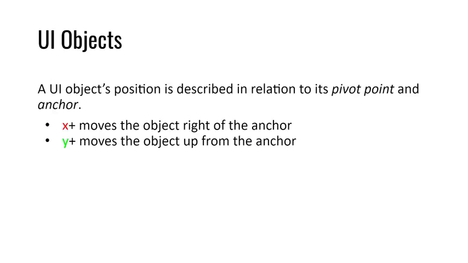Okay. So UI objects is pretty basic. The X moves the objects right or left, and the Y moves it up and down. There's no Z, right? That makes sense because everything is flat, unless it's an actual world position. And like Kyle was talking about, it's based on layers, right?